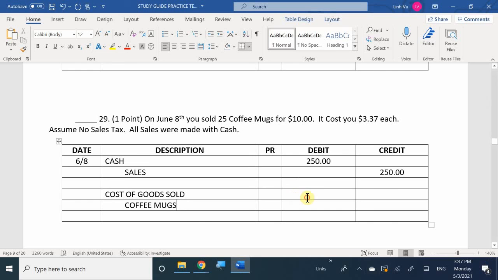Okay. So if it costs me $3.37 each, what should be my total cost of goods sold? $84.25. So we take our 3.37 times 25, $84.25. Okay. Good. All right. Is everyone okay here?